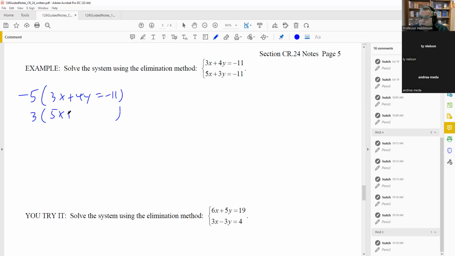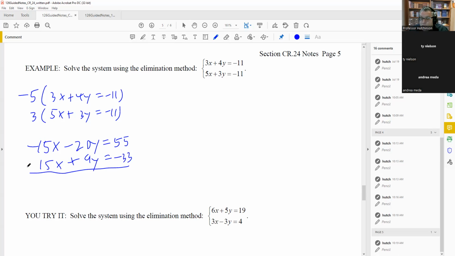So I get this one, multiplying again the entire equation, remembering to multiply both sides when we do that. -15x minus 20y equals +55. 15x plus 9y equals -33. And we need to add all that together. The x's will cancel as we wanted. This we're going to get -11y. And then we'll get 22 here on this side.